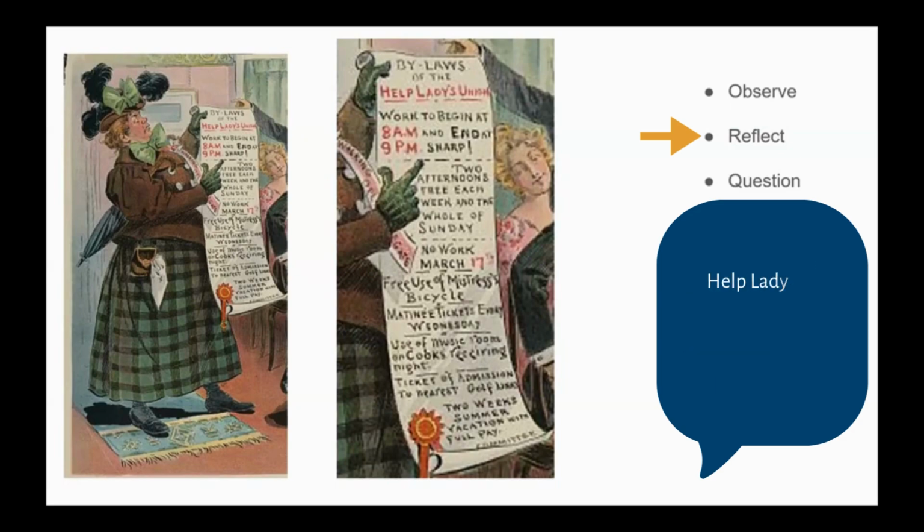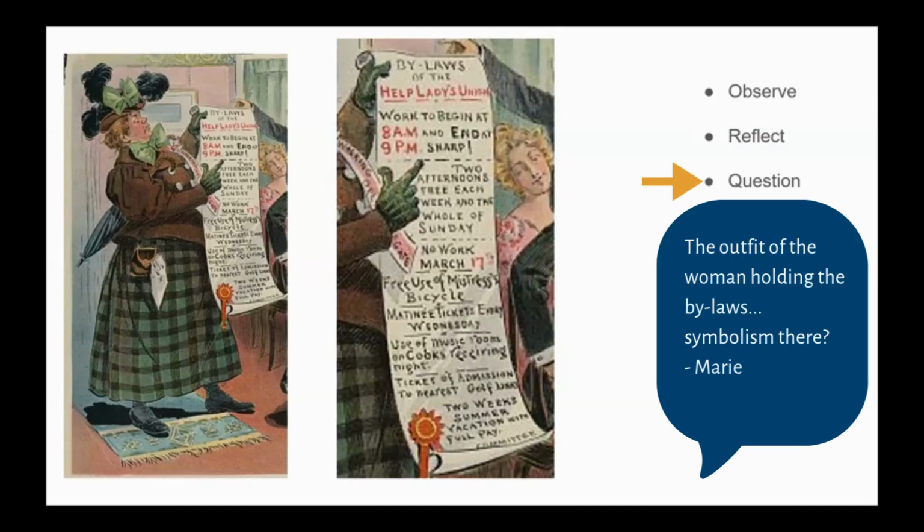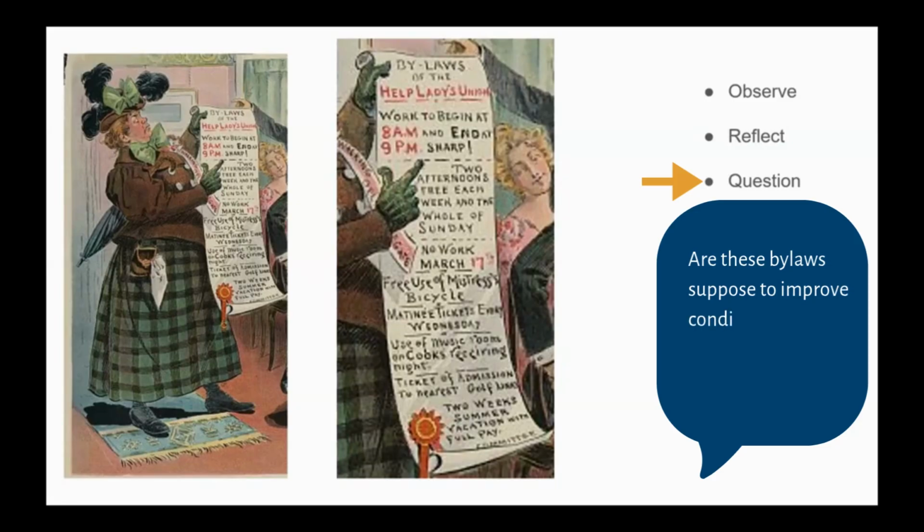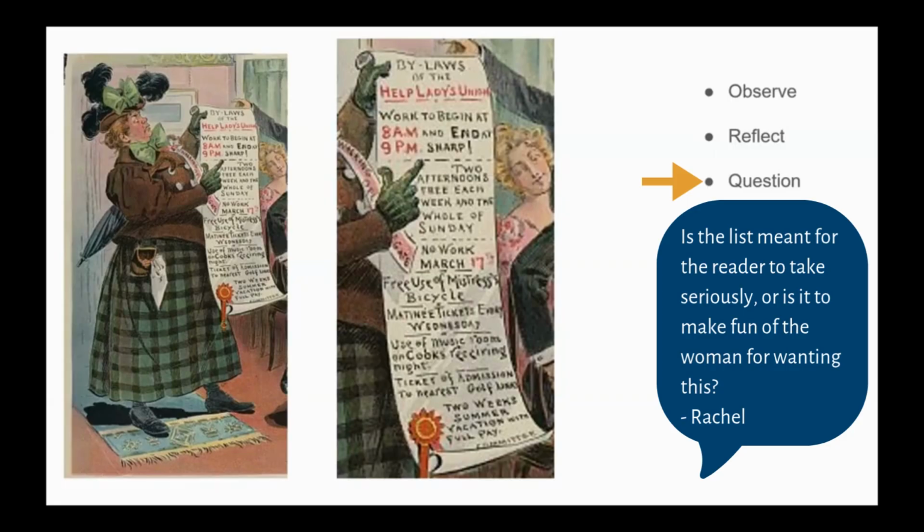Is this a maid service? Someone else is noticing the outfit of the woman holding the bylaws. Is there some symbolism in what she's wearing? There's the question of, are these bylaws supposed to improve their conditions? So we would wonder what the current conditions are. Is the list meant for the reader to take seriously, or is it making fun of the woman for wanting this? Right, great question. Who is the audience? Where are they coming from? Perhaps it's both.